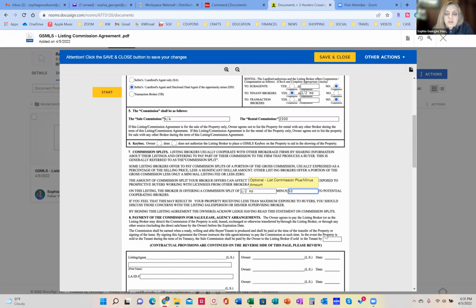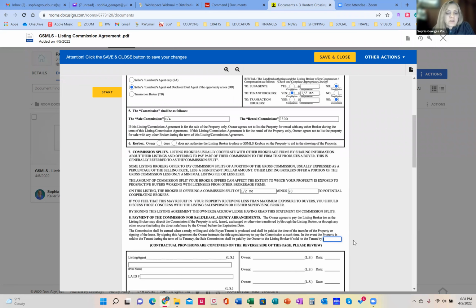And then this section is a little bit of cover for you. I'll read it really quick. The commission shall be earned when a ready, willing, able buyer or tenant is produced, at time of transfer of the property, by signing the agreement. In the event the property is sold to the tenant during the term of its tenancy, the sale commission shall be paid by the owner to the listing broker if sold to the tenant by.